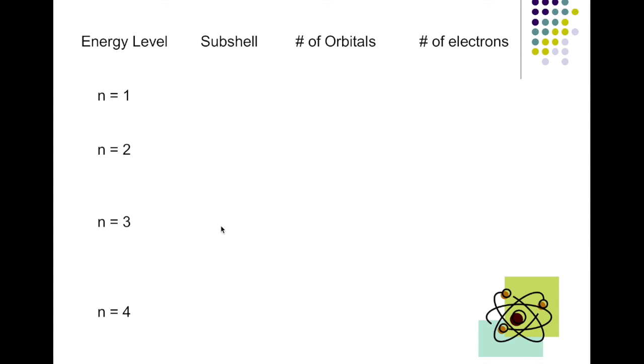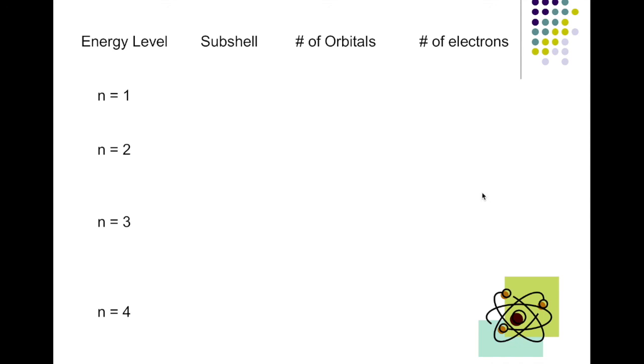In shell 3, you have subshells 3s, 3p, and 3d. That is 1 orbital for s, 3 for p, so that's 4, and then d has 5. So that is a total of 9 orbitals, which means that you have a total of 18 electrons. I'll say that one more time: 3s, 3p, and 3d, and then your number of orbitals is 9 with 18 electrons.